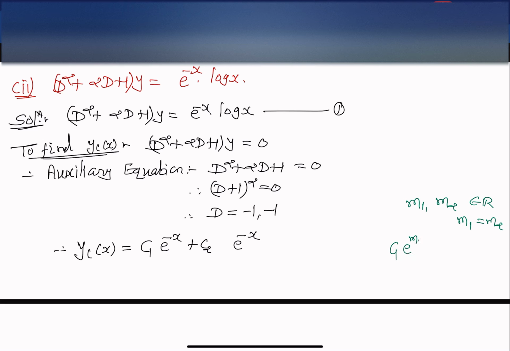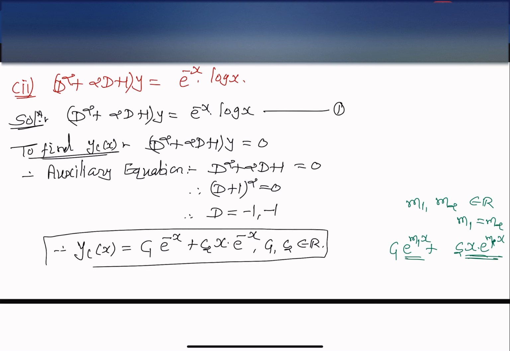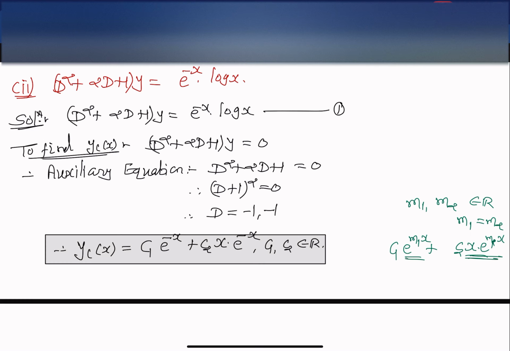C1 e raised to M1x, C2 e raised to M2x. But M1 is equal to M2, so I write M1 here again, right? These two functions must be linearly independent, and so I multiply by x here. Clear? So I multiply by x, where C1, C2 belongs to R. Suppose this is the exercise of 7 marks in the examination, then for yc(x) you will get 3 marks.